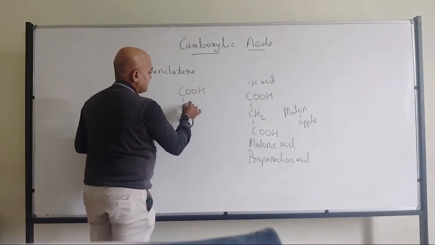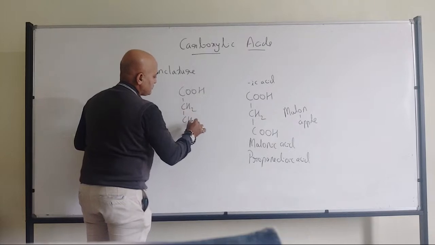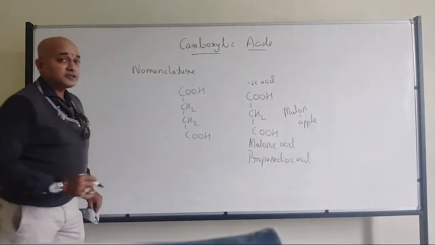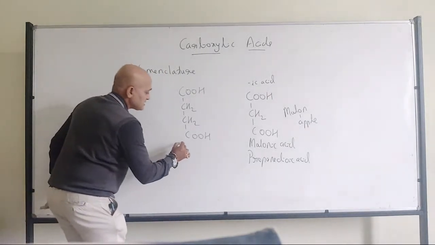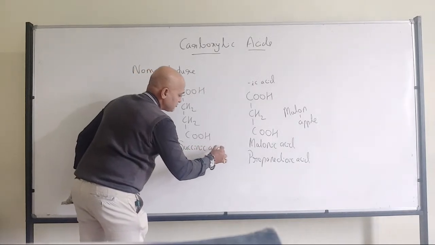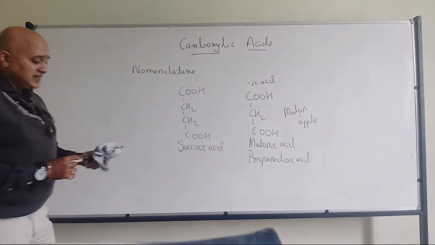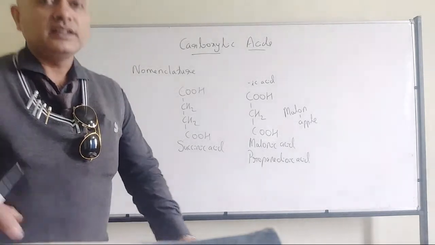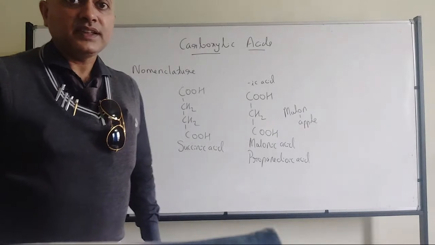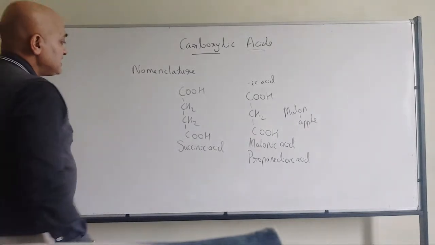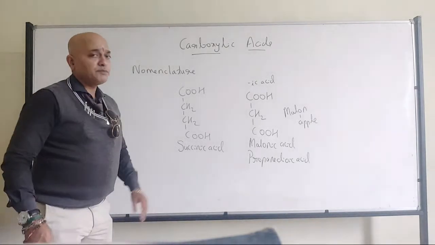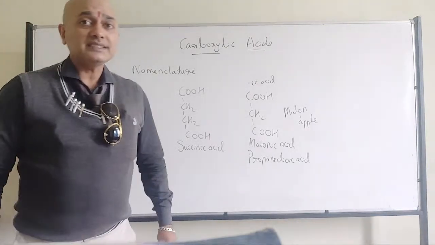COOH, CH2, CH2, COOH. So this molecule is nothing but succinic acid. I think, biology students, you people have studied this molecule in the citric acid cycle. Yes, Archit, it is succinic acid. Okay, so what is the difference between malonic acid and succinic acid?